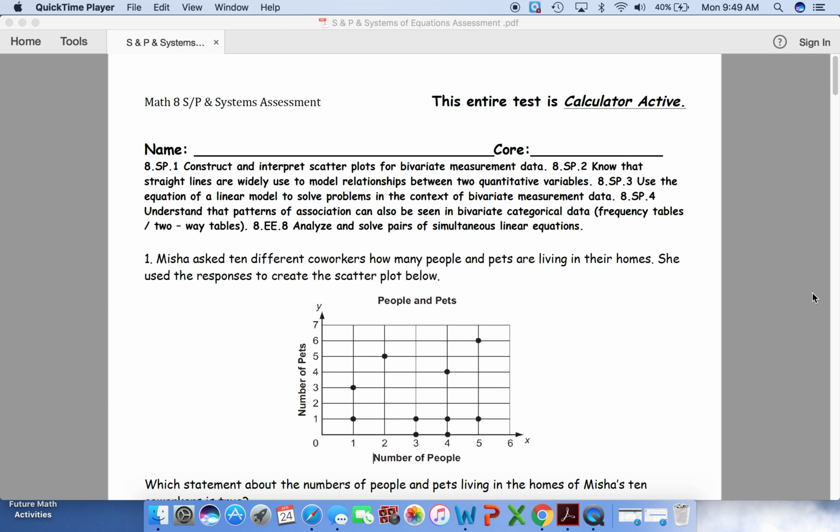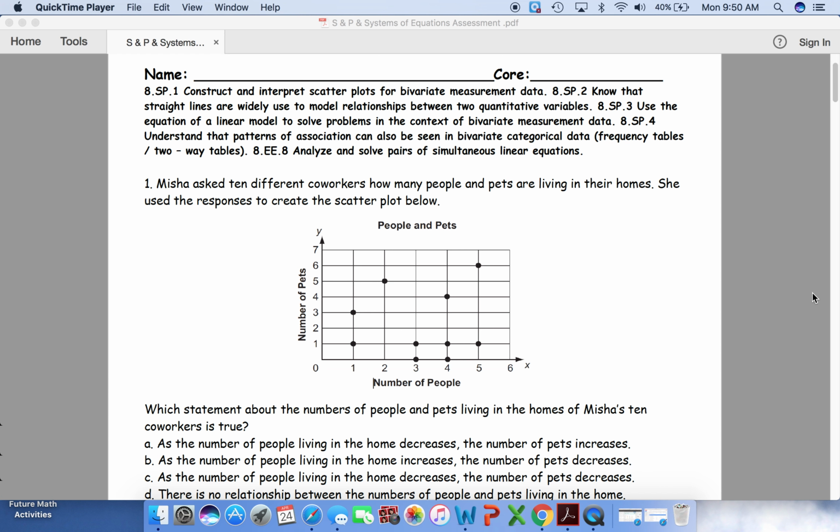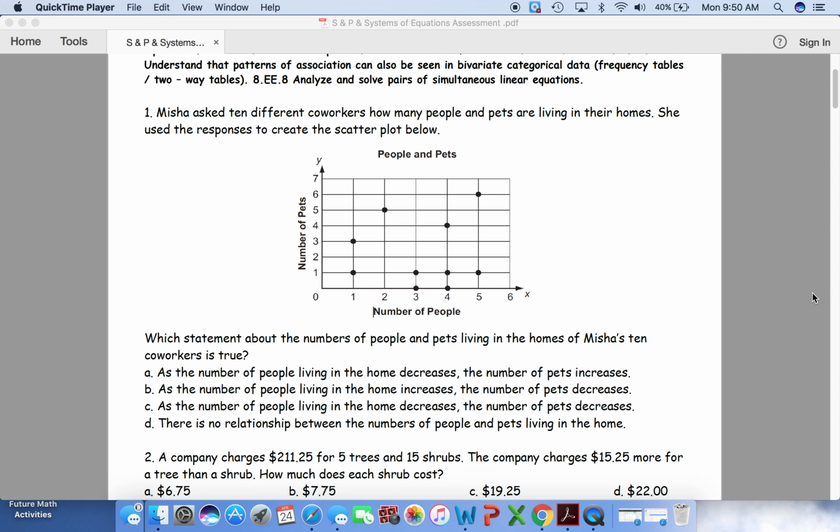Number 1. Misha asked 10 different coworkers how many people and pets are living in their homes. She used the responses to create the scatter plot below. Which statement about the number of people and pets living in the homes of Misha's 10 coworkers is true?